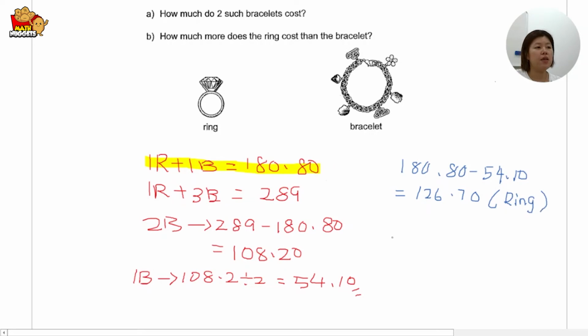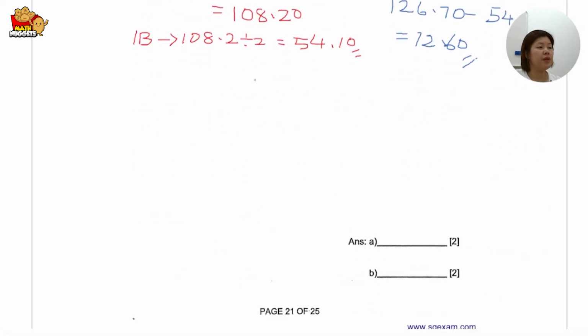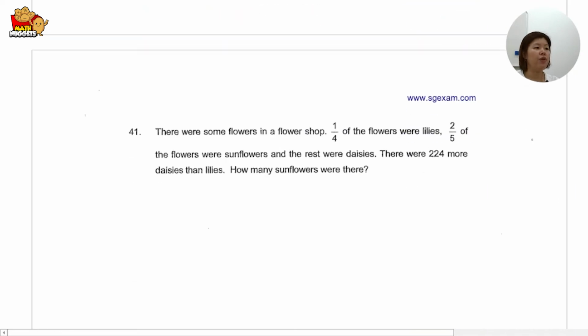So I can take 126.70 minus my bracelet, which will give you $72.60. Okay, so for the answer, please remember to put a dollar sign and $72.60. Okay, let's move on.